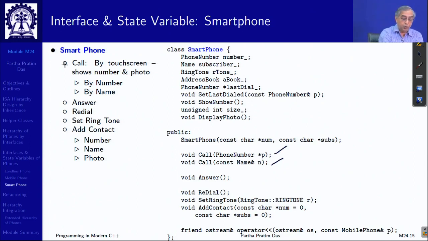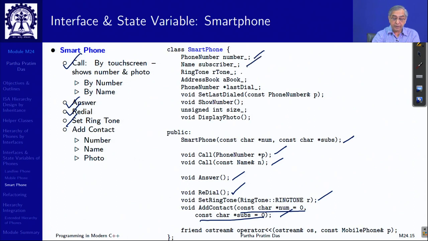I have two ways to call, I have a way to answer, I have a redial, I have a provision to set ringtone, I have add contact, I may be able to put photo in as a part of that, I have the constructor, the basic value. I need as state variables phone number, subscriber name, tone, address book, last dialed, set dialed function for setting it, showing the number, and I am expecting that the photo will also come in.